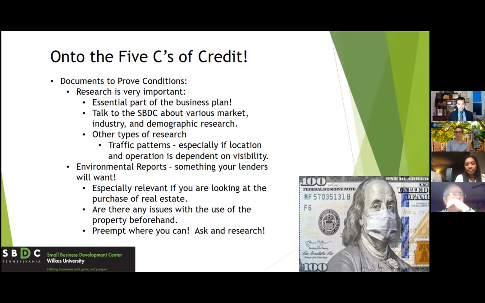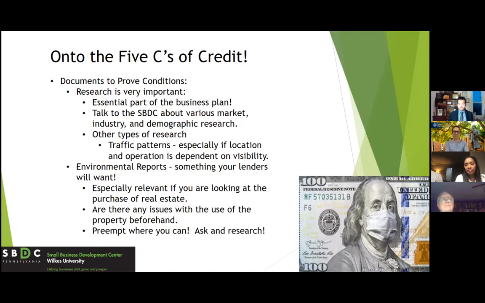And what banks will require is, depending on the severity and depending on the type of operation you're looking to establish, various types of environmental reporting, some more complex than others, okay? And this is especially relevant if you're looking at purchasing real estate, all right? But like I said before, the environment is definitely, if you think about it, a condition for your success, all right?